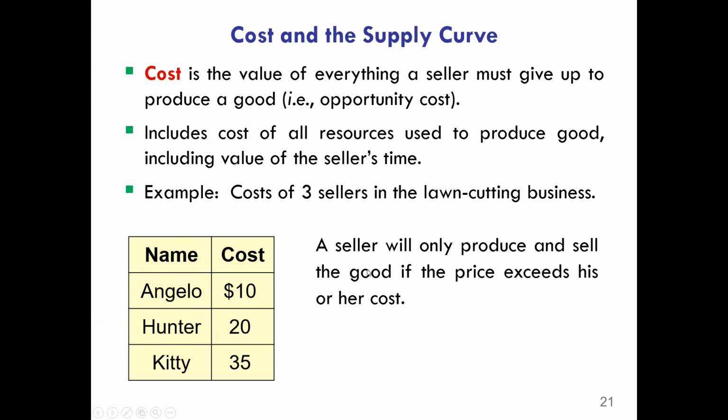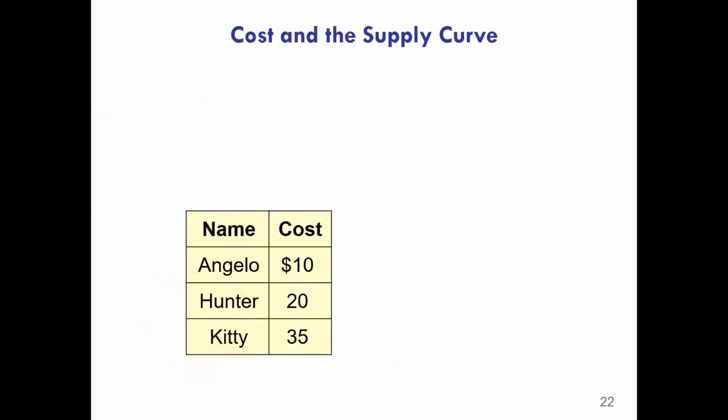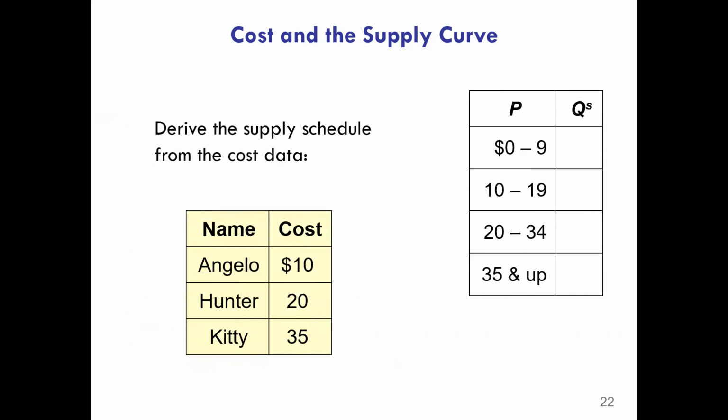Now, we would realize, or would agree with me, that a seller would only produce and sell a good if the price exceeds his or her cost. In other words, if he is making a profit. Hence, cost is a measure of willingness to sell.